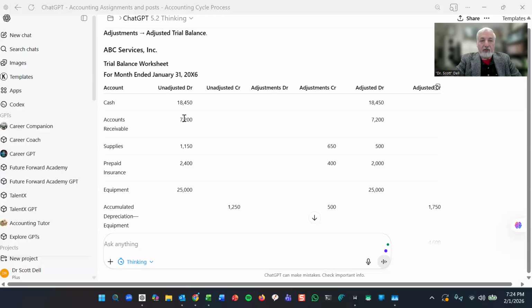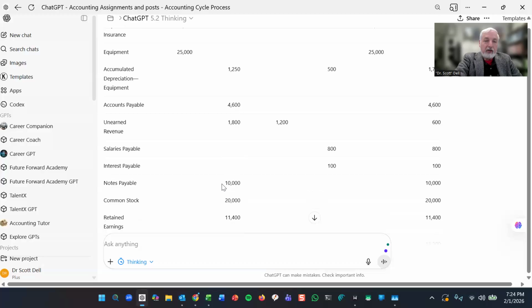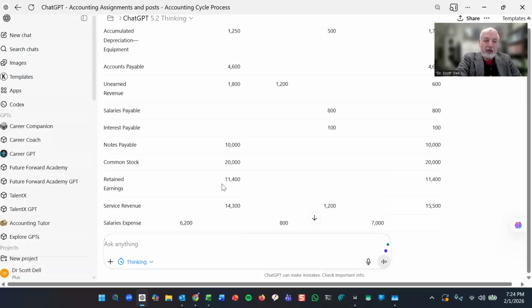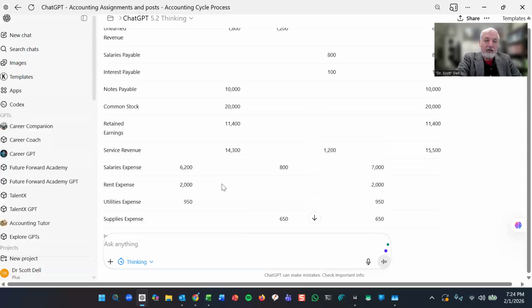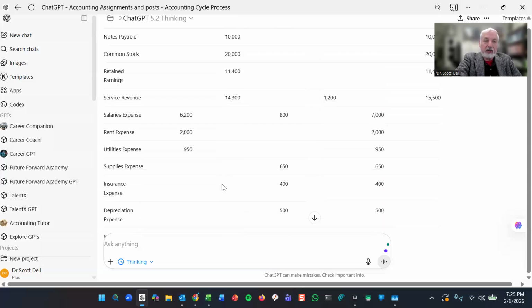We have accounts receivable, 7,200, supplies, 1,150, prepaid insurance. All these things are assets you probably recognize. Accumulated depreciation, a contra asset, credit balance, but it still shows up on the asset side of the balance sheet. Then we go to liabilities. We have accounts payable. We've got some unearned revenue, not earned, but unearned. And that's a credit balance. We also have salaries payable, interest payable, notes payable, common stock, all other things on the balance sheet, retained earnings also in the equity section.